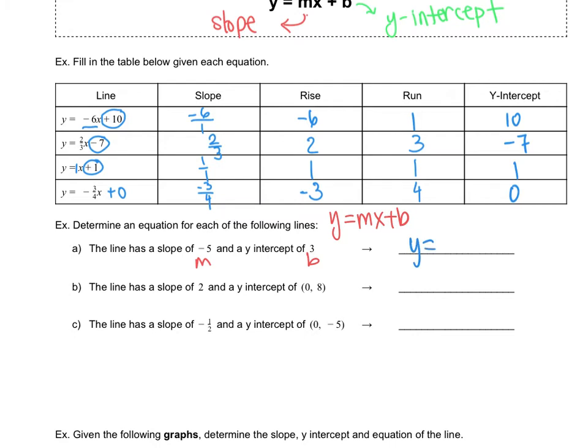Y equals, instead of m, negative 5x. The x has to be there, that's what makes it the slope. And then the y-intercept is positive 3, so plus 3. Make sure you put a sign there.